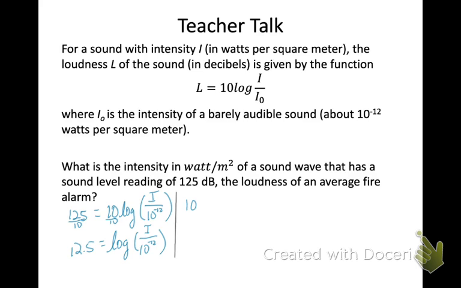So in exponent form, that would be 10 raised to the 12.5 power equals I over 10 to the negative 12. Then multiply both sides by 10 to the negative 12, which will give you approximately 3.16 watts per meter squared. All right, that concludes our teacher talk over logarithms.